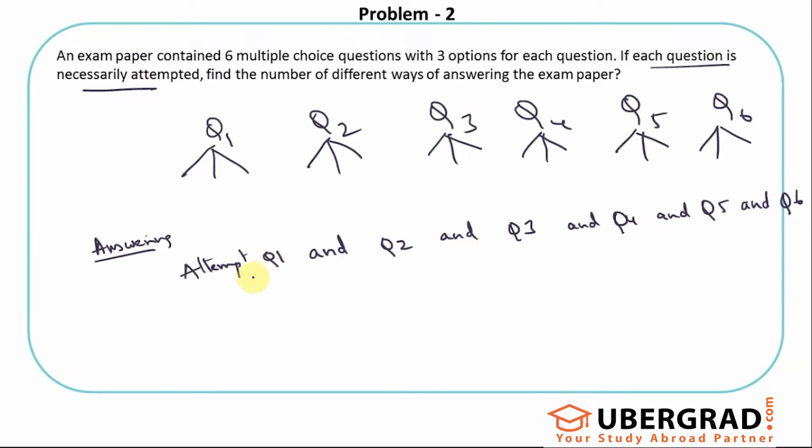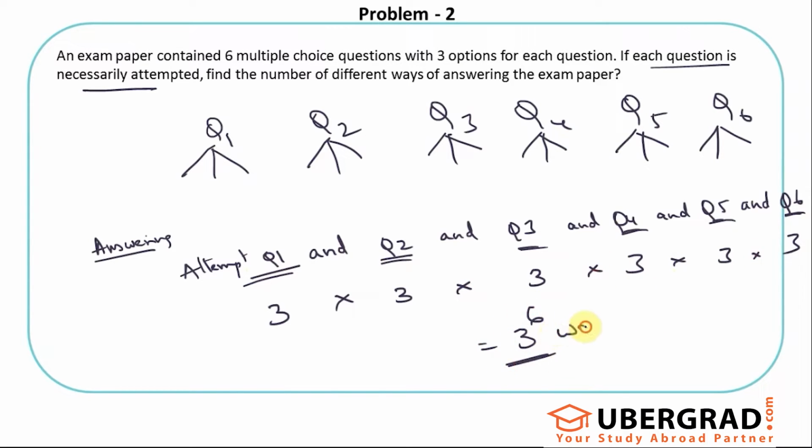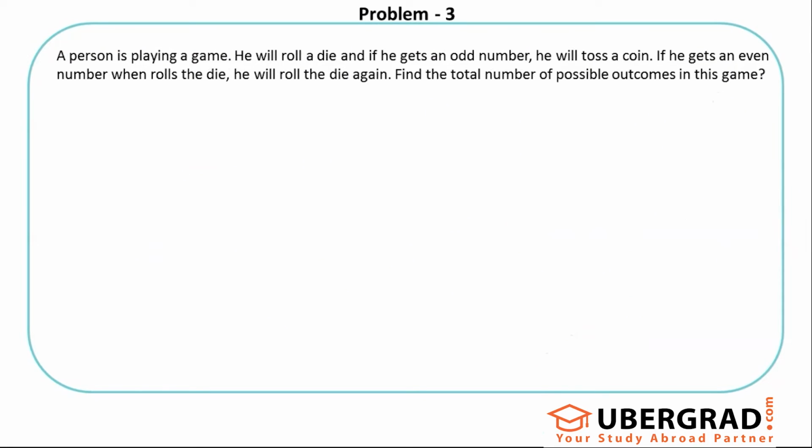So how many different ways can someone attempt question 1? 3 ways. Question 2, 3 ways, because each has 3 choices, right? Question 3 also 3 ways. This is also 3, this is also 3 and this is also 3, and it is basically "and", so multiplication. So I'm just multiplying 6 times, so it is 3 power 6 ways. Right? So that's basically 729, 27 square, 729 ways. So that's how you have to answer this, right? Try to break it down to a simpler level and you will get the answer for these types of questions.